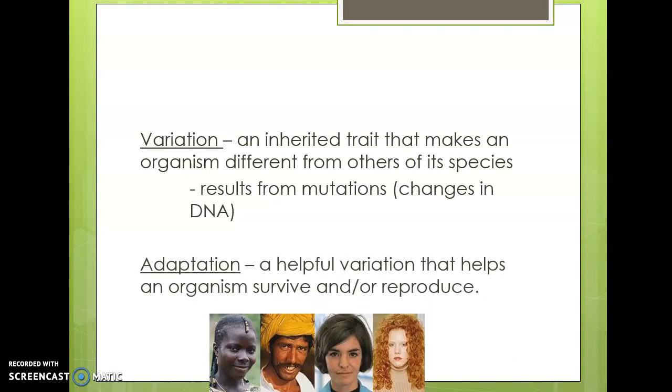The ones that are helpful we call adaptations. So variations can be anything. They can be positive or negative. They're just ways that one organism is different from another. Adaptations are all good for the organism. They're all beneficial. And down here we're just seeing some examples of human variation. There's lots of variations in things like skin tone, hair textures, height, weight, eye colors, all sorts of stuff like that. But we're all still members of the same species. We have a lot of variation within a single species.